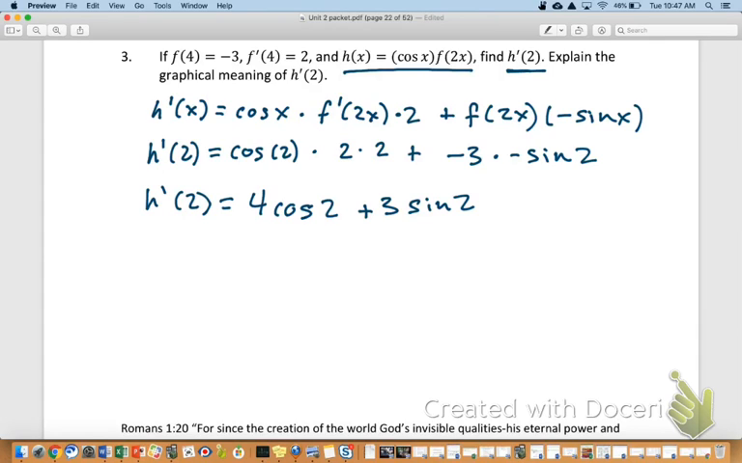What's the graphical meaning of that? Slope of the tangent line at 2, or you could also say, slope of the curve, slope of h of x, when x equals 2. Okay.